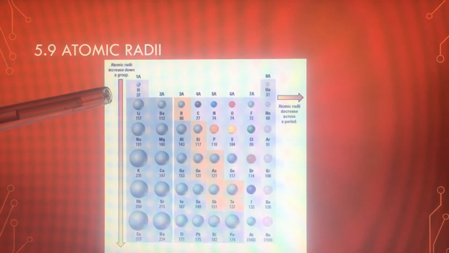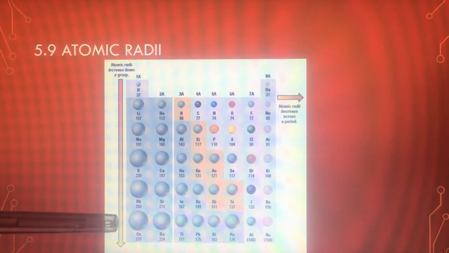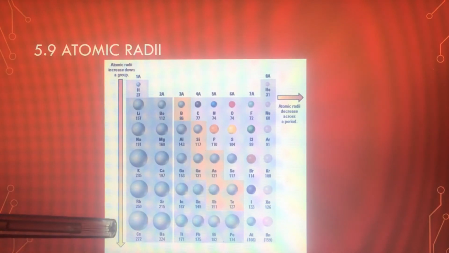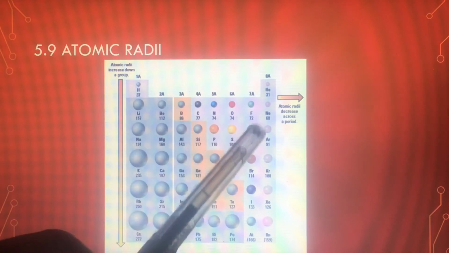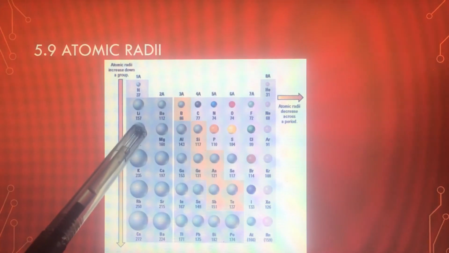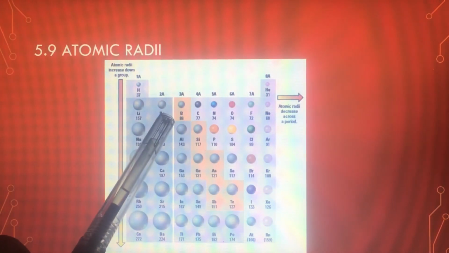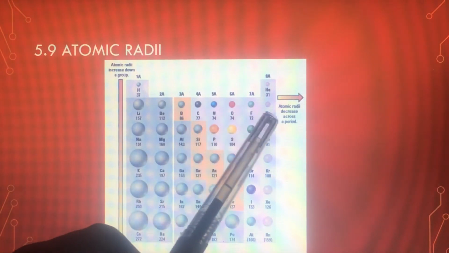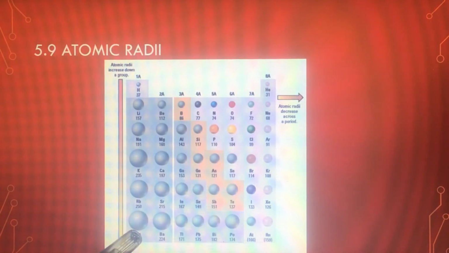So we have hydrogen here, and then helium, and then we have lithium, sodium, potassium, and so on. As we can see, the atomic radius increases down the group. Hydrogen is small, lithium is bigger, and then it goes bigger up to cesium. And then from left to right, or across a period, the atomic radii decrease. From lithium to beryllium, it goes smaller up to neon. The same with the seventh period, n equal to 7, from cesium going to Rn, or radon.